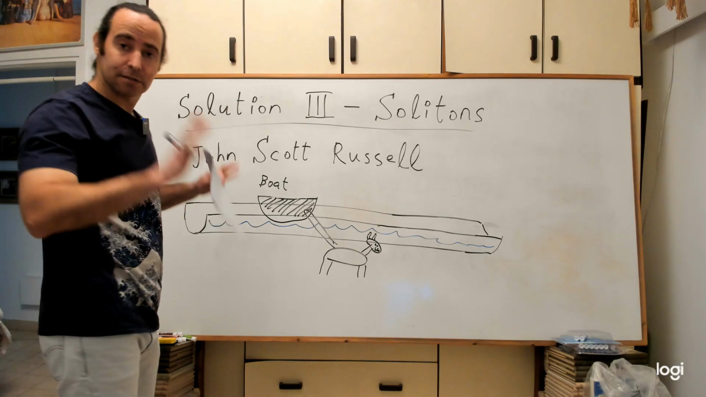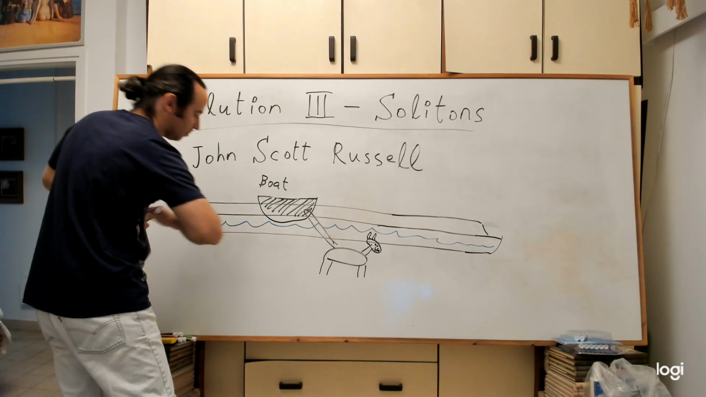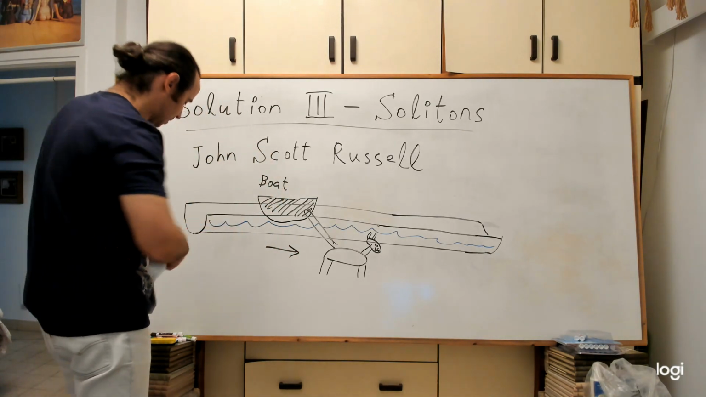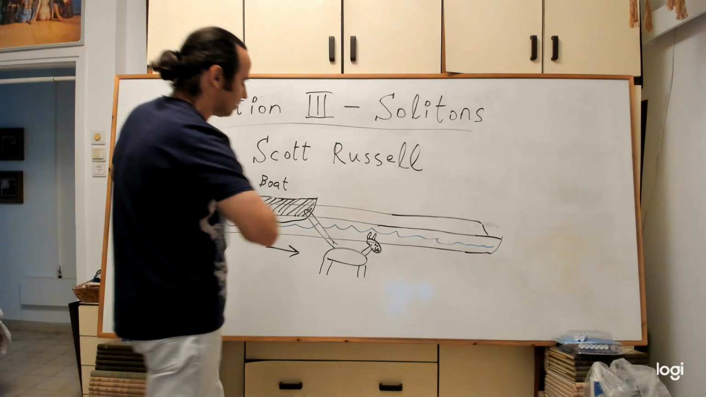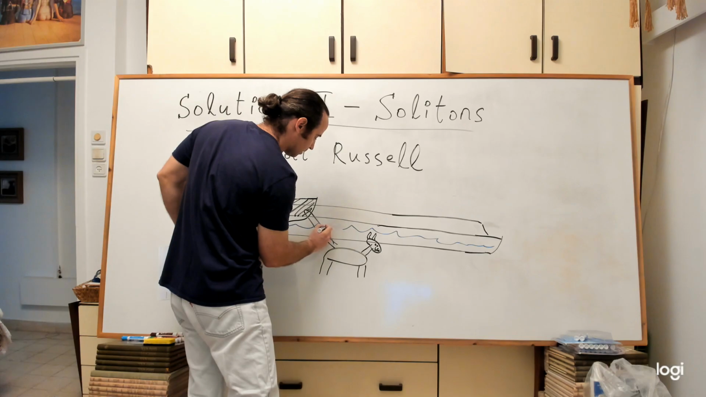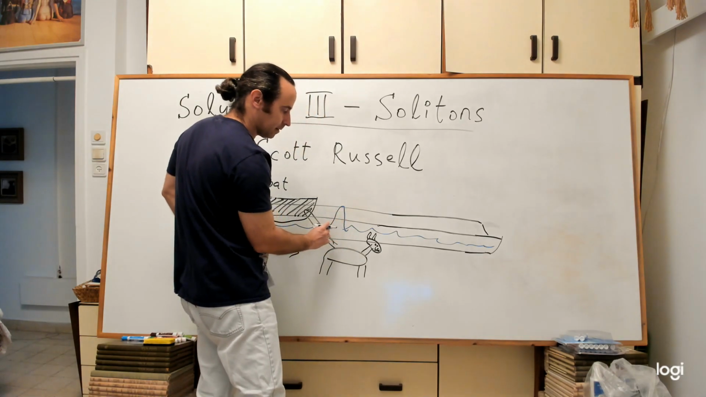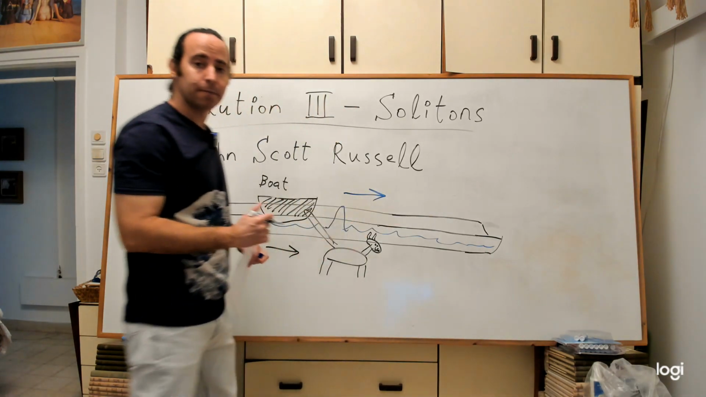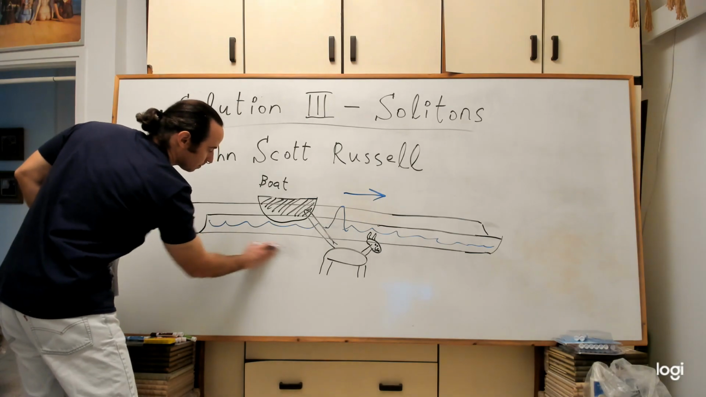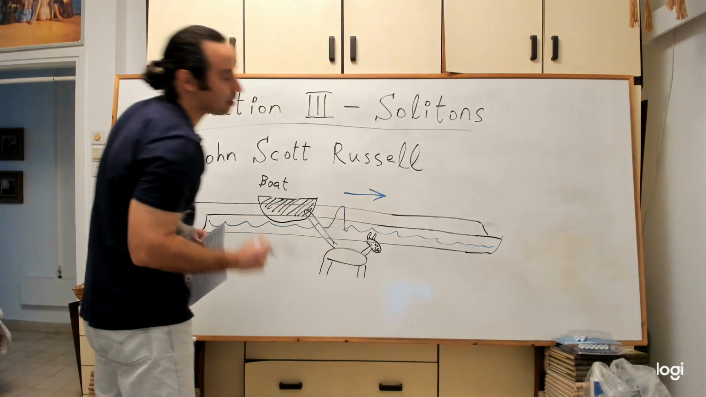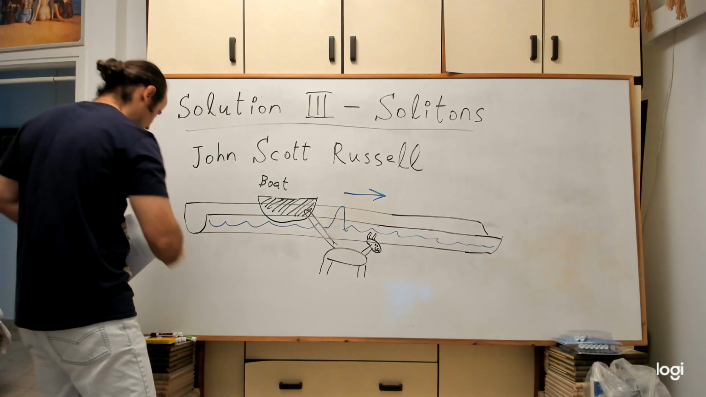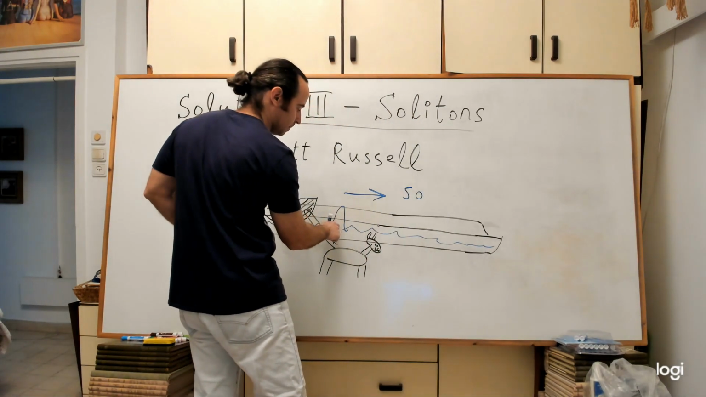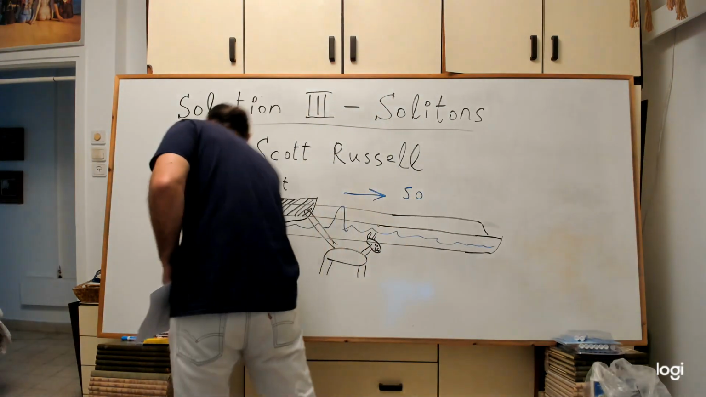The boat is moving, but suddenly they stop. But the water in front of the boat is not stopping. There is like a wave, and this wave continues. The wave continues to go, even though the boat is stopped. It doesn't stop. So this is the soliton.